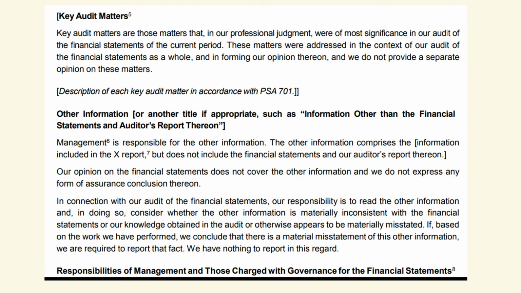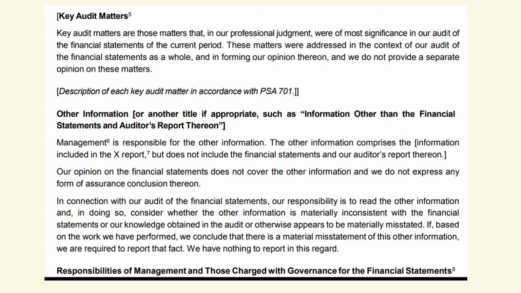Okay, so taking a look at how this section will look, because we didn't actually discuss this one in the standard unmodified report, right? So let's present how it would look. This would normally appear after the key audit matter. So notice we have a subheading or a title that says Other Information. Or you may, for example, use other appropriate titles like Information Other than the Financial Statements and the Auditor's Report Thereon. Something similar to that.